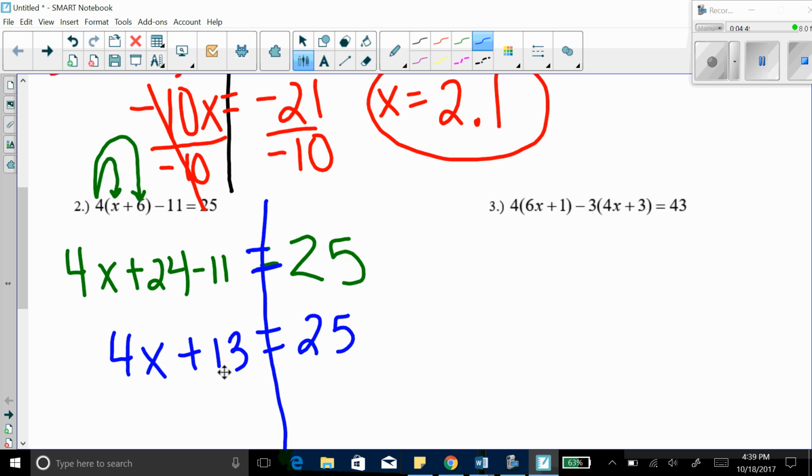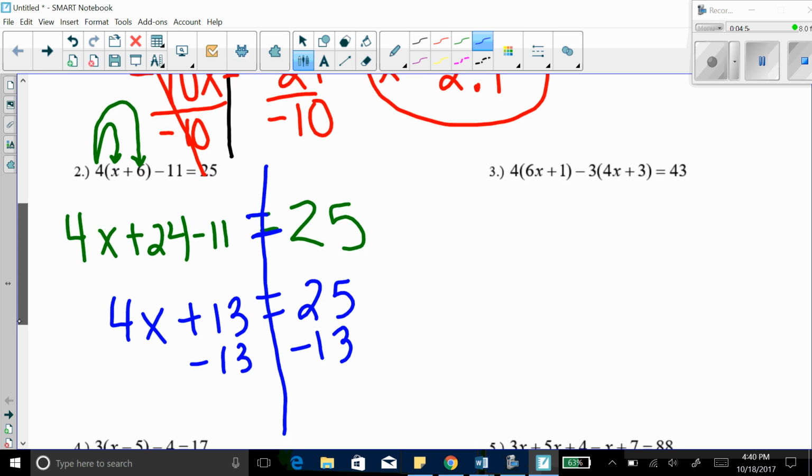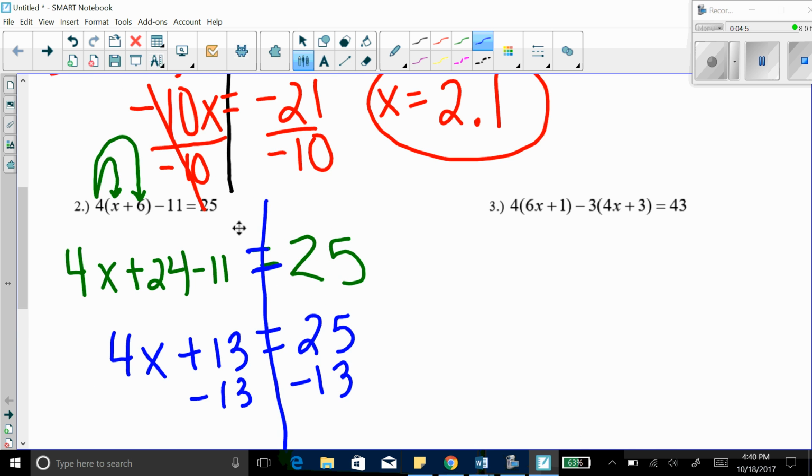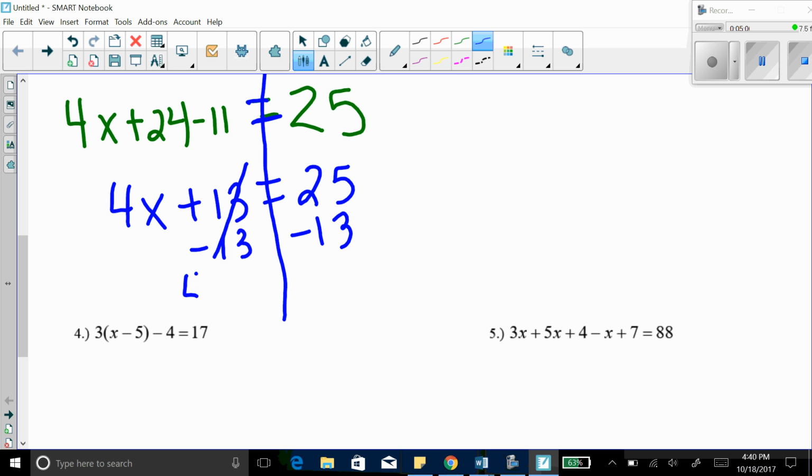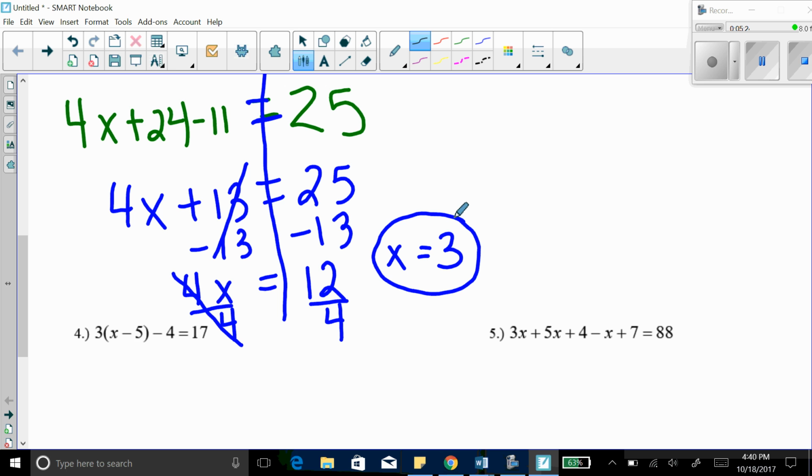To get rid of the positive 13, we're going to subtract 13 from both sides. Those cancel. And you get 4x equals 12. Now again, the 4 and the x are being multiplied. There's no sign in between them. So I know that to undo multiplication, I divide by 4 on both sides. And I get x equals, those cancel, 12 divided by 4 is 3. I like to circle my answer, and I am done. If you need a second, pause the video and catch up with me.